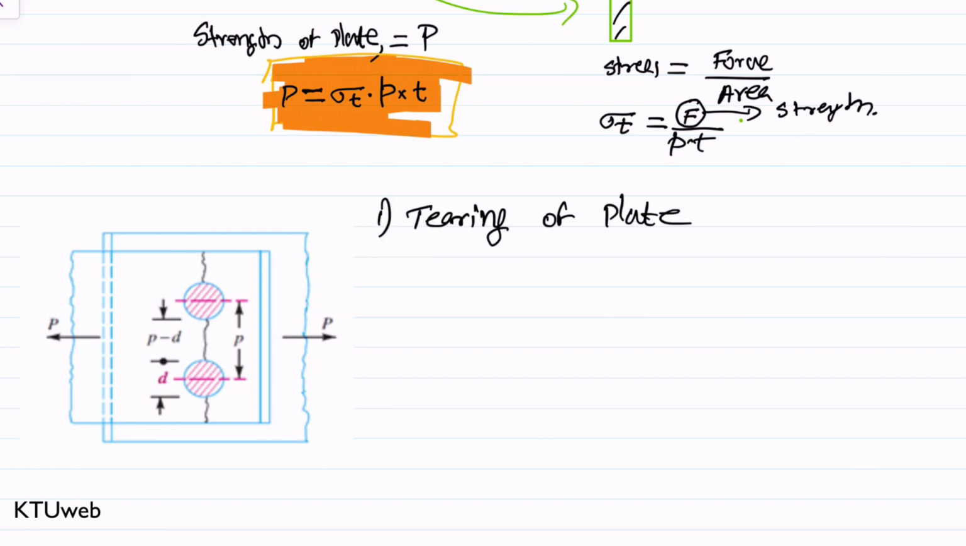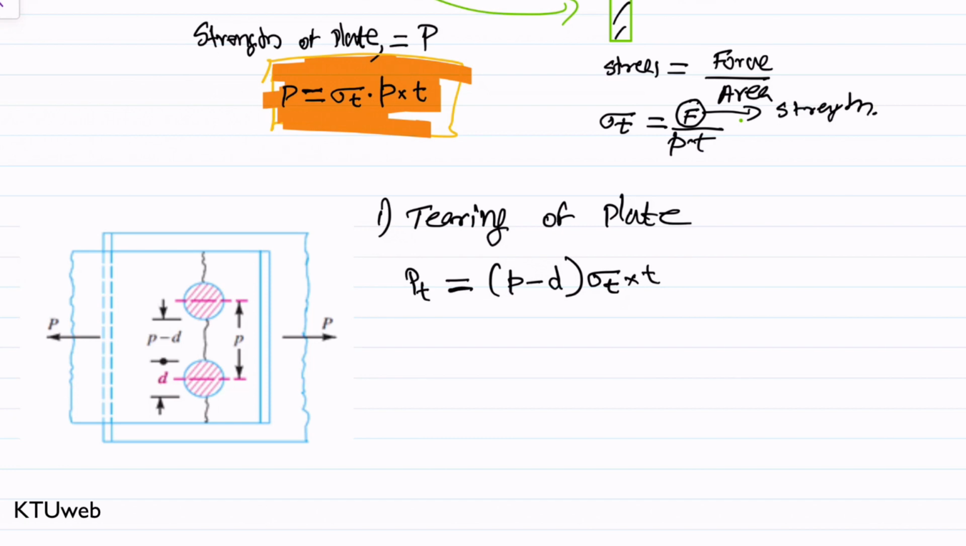The strength of tearing of plate can be calculated as PT, where T stands for tearing situation. PT is equal to (pitch P minus D) into sigma T into thickness T. So this equation gives you the tearing strength of the plate.